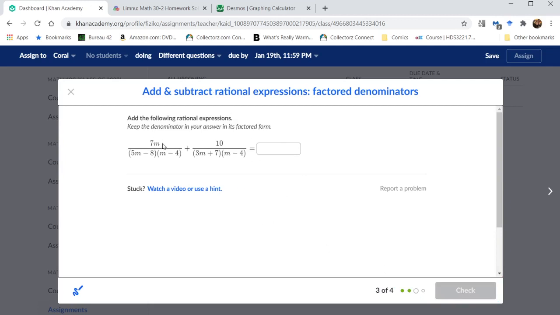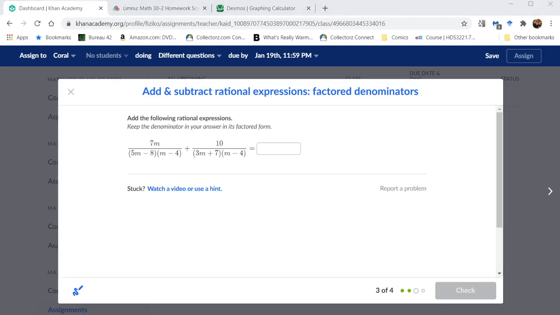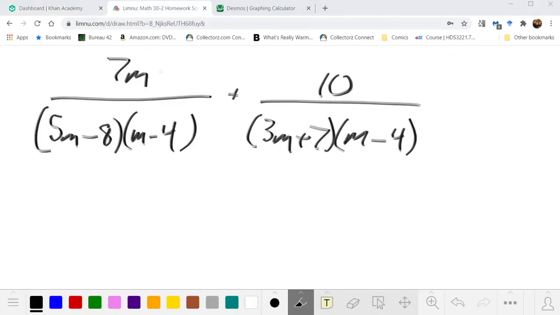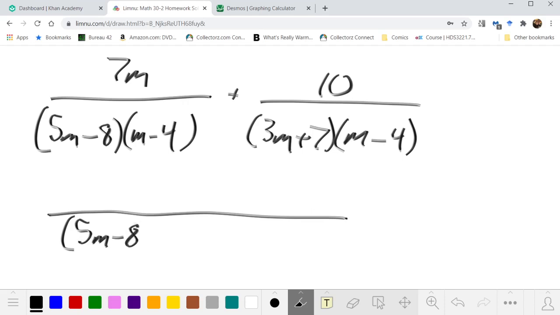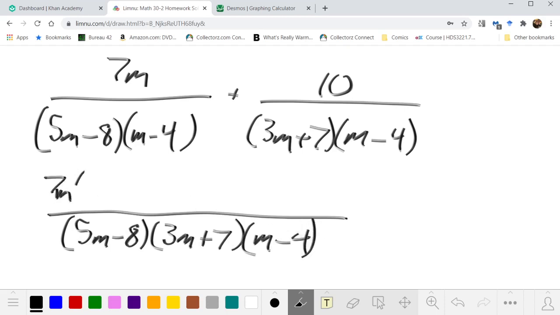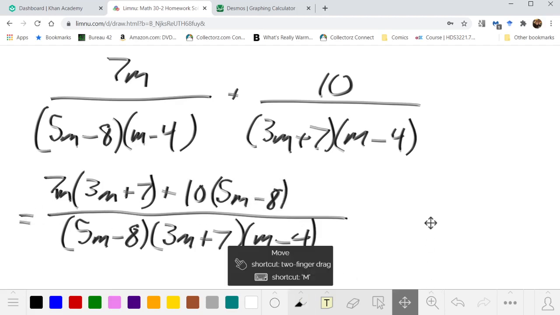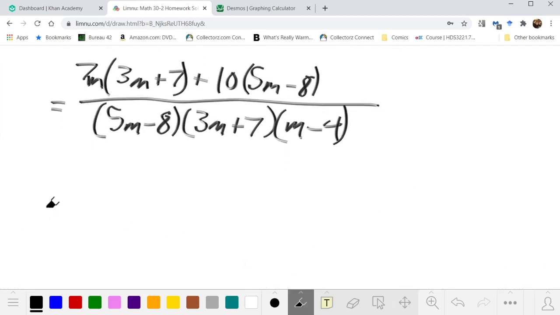So this is another instance where we have to add up two rational expressions with factored denominators where they do have one factor in common in the denominator. Once transcribed, we put it over a common denominator of 5m minus 8, 3m plus 7, m minus 4. Our first term was lacking the 3m plus 7, and our second term was lacking the 5m minus 8. So this is our first step in the simplification.